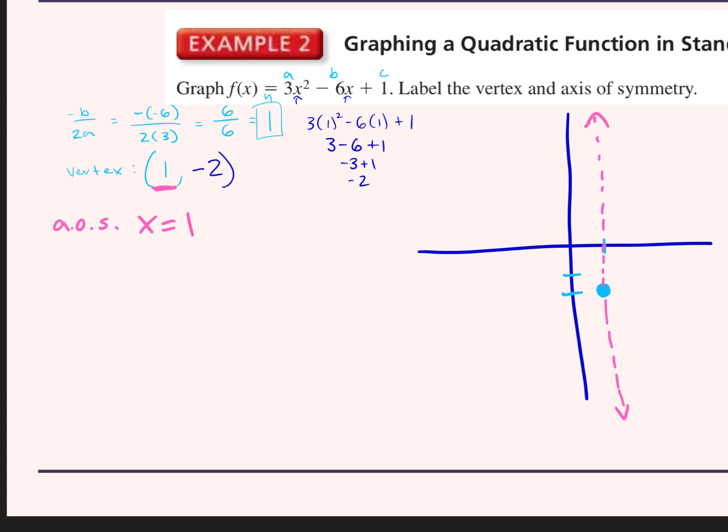Now we need another point on our graph. Just like in vertex form, we could plug in a number that's close to the axis of symmetry and find another point. We could also use our C as the y-intercept. That is where we cross the y-axis. What's C? What is C? 1. So I'm going to cross the y-axis at 1.